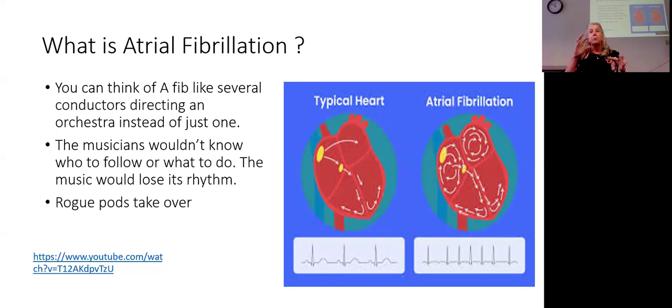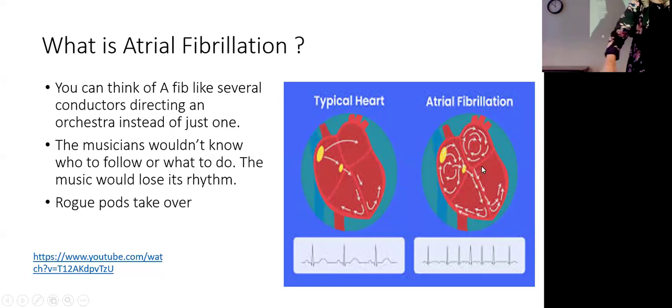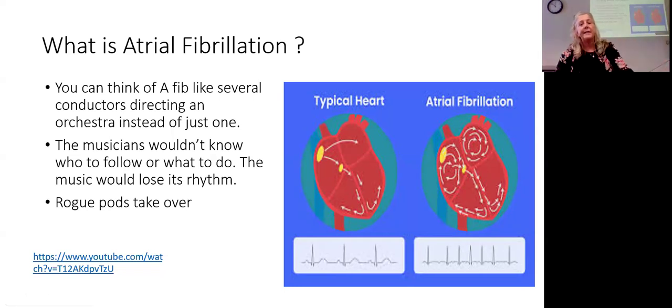These little rogue pods in the atria, these little guys up here, this is what's supposed to be the director, and it's still directing. You can see it's still sending out messages, but these other little pods or little cells are trying to take over, and they're sending messages too. At first, when these little guys start trying to take over, the main director, who's stronger, gets back in charge.